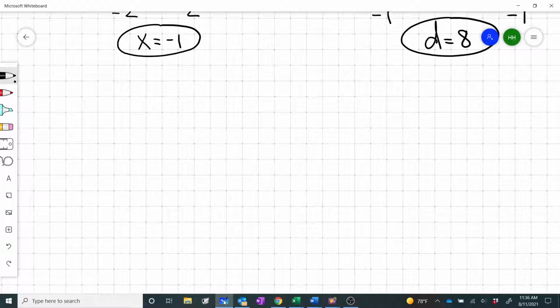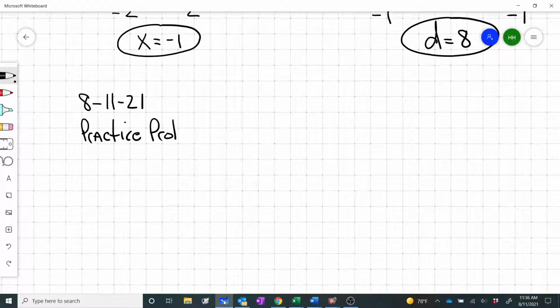All right, so we're going to label this. We're going to start off with the date. So 8/11/21. And these are going to be practice problems from 8/10.